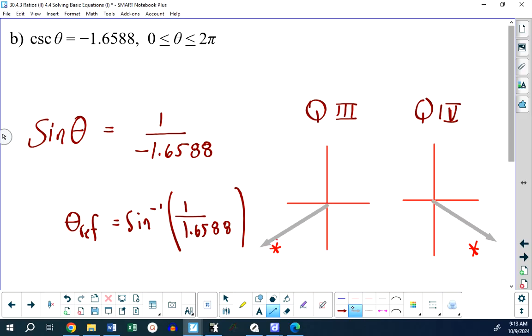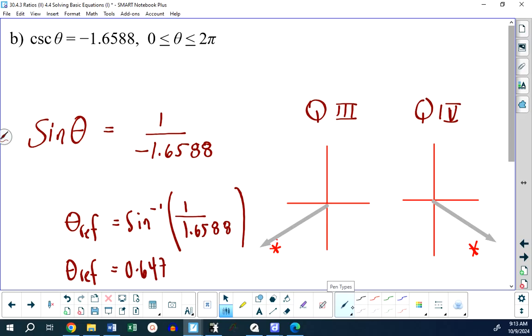And you sketch it here. And what did we get? 0.647? So theta reference equals 0.647 rads approximately. This is 0.65. Don't forget, these are just reference angles.